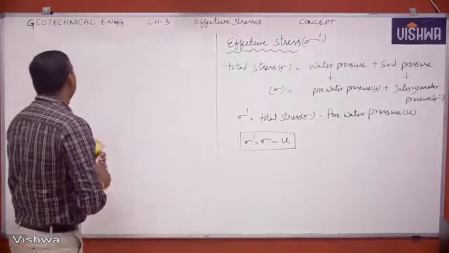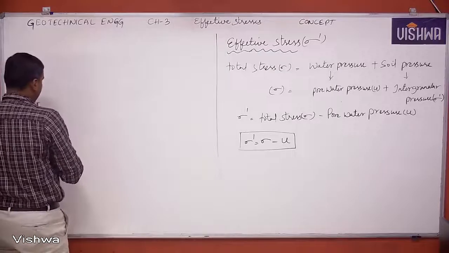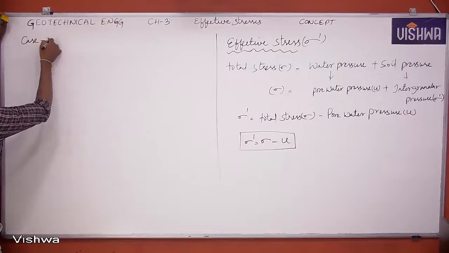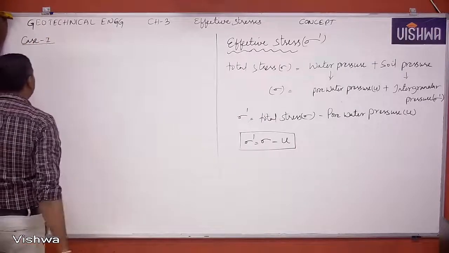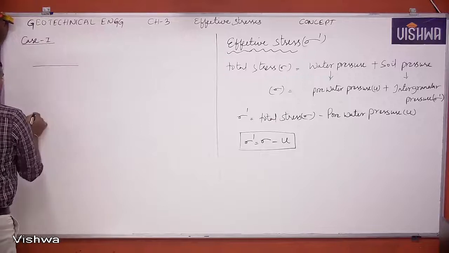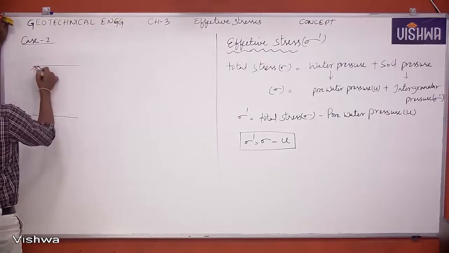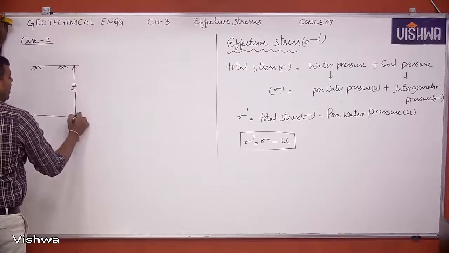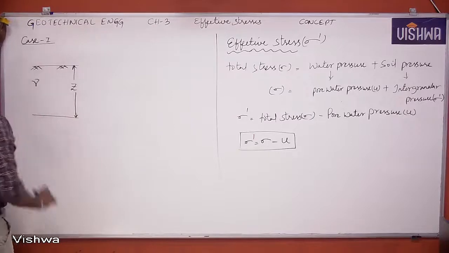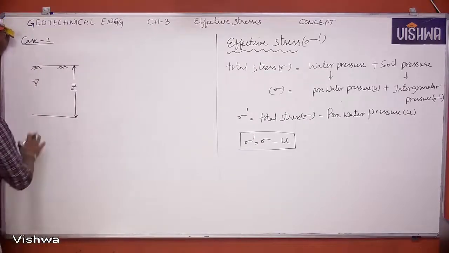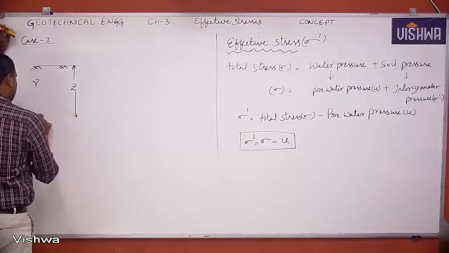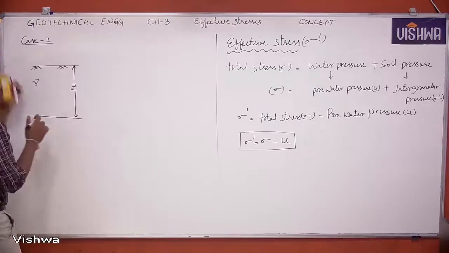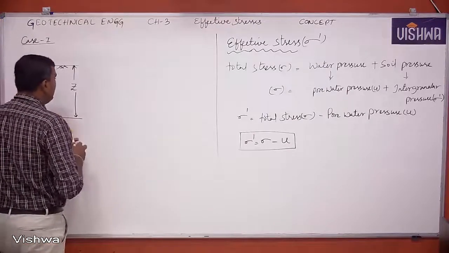First, case 1. Here, in this case, I will consider a simple soil layer having thickness Z, unit weight of soil being gamma. For this condition, we will calculate what is the effective stress at top.